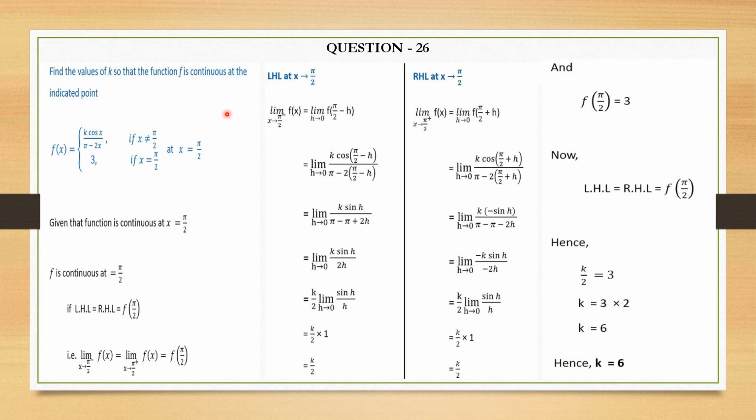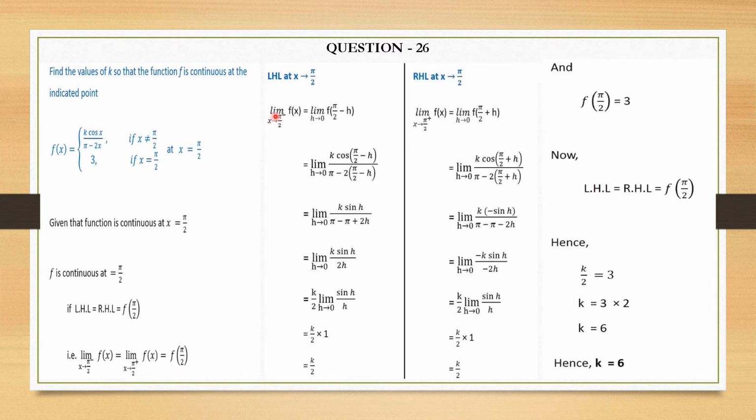Number 26. Now find the values of k so that the function is continuous at the indicated points. Here the point is pi by 2, as f(x) is k cos x upon pi minus 2x for x not equal to pi by 2, and 3 if x is equal to pi by 2. It is given that the function is continuous, and you have to find the value of k. Continuous means that left hand limit equals right hand limit equals f of pi by 2. So I'll get all the values and put them in this equation, and I'll get the value of k.